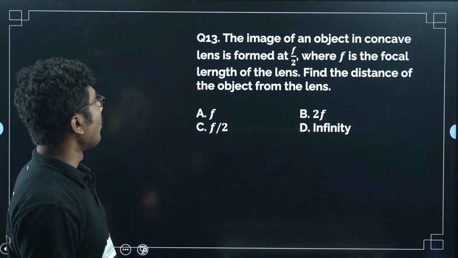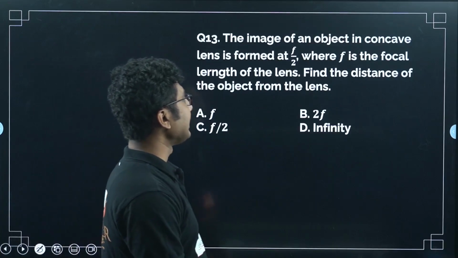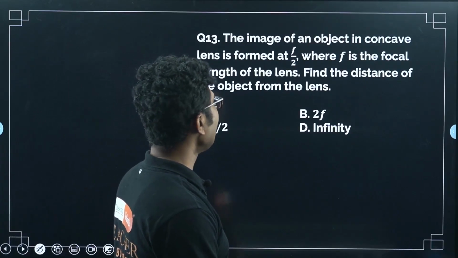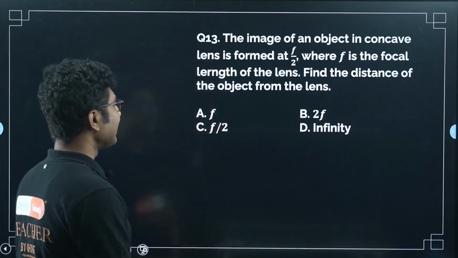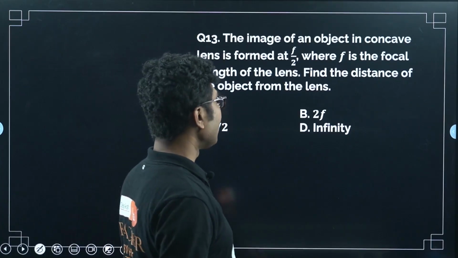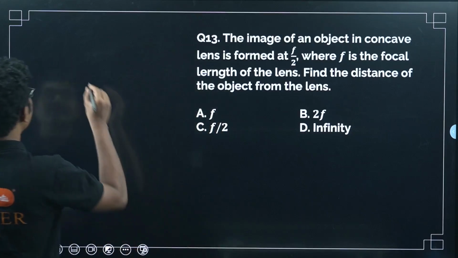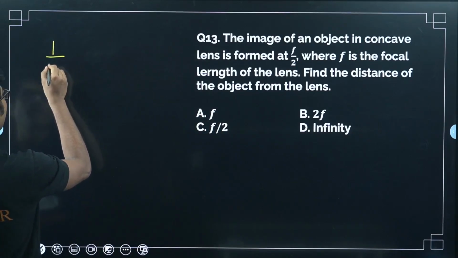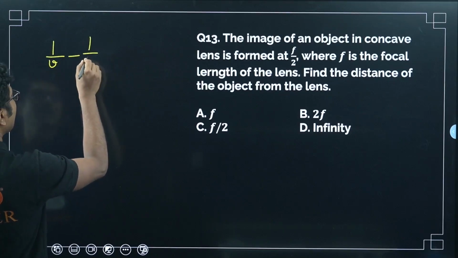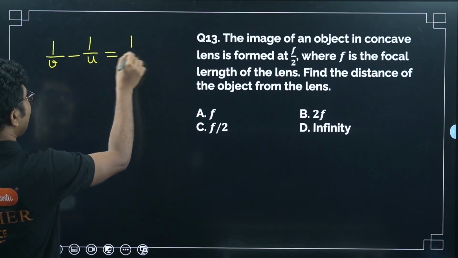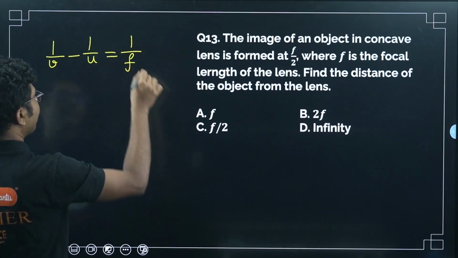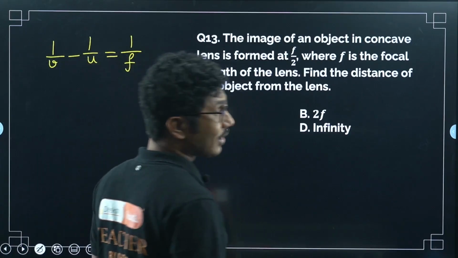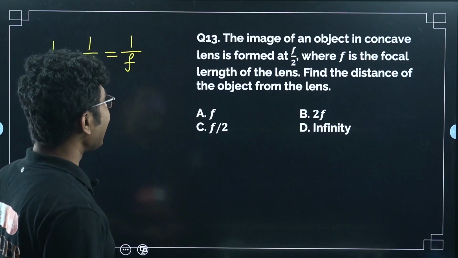Now, the image of an object in a concave lens is formed at f by 2, where f is the focal length of the lens. Find the distance of the object from the lens. So the simple lens equation, we are not even drawing any picture. We know 1 by v minus 1 by u equals to 1 by f. Now what type of lens is it? It's a concave lens, so focal length is negative, right?